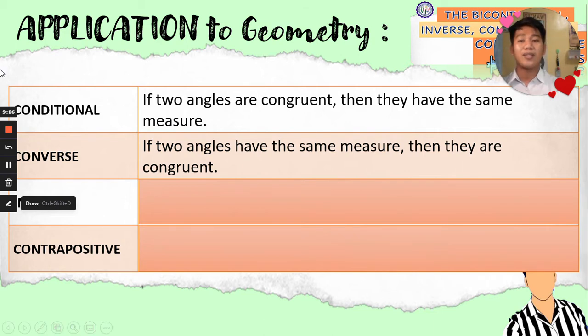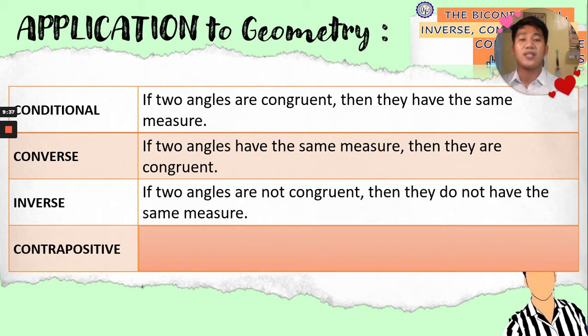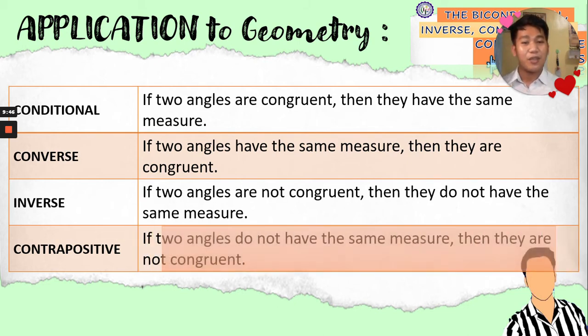How about its inverse? Let's see if you're correct. If two angles are not congruent, then they do not have the same measure. And lastly, contrapositive. I know for sure you have your answer in your mind right now. So if two angles do not have the same measure, then they are not congruent.